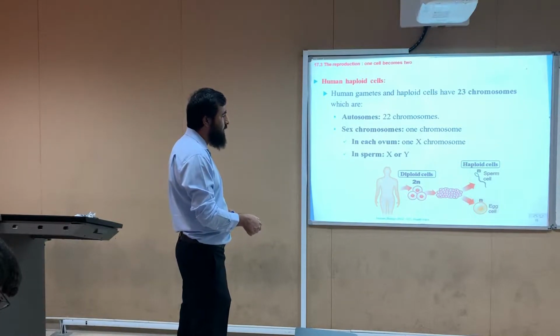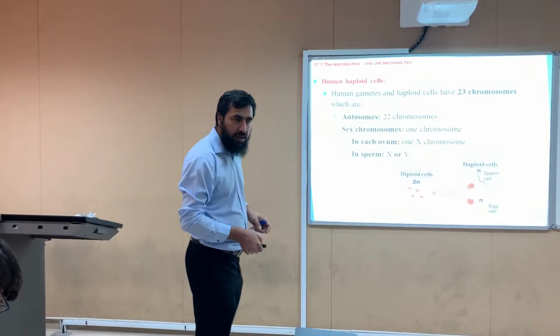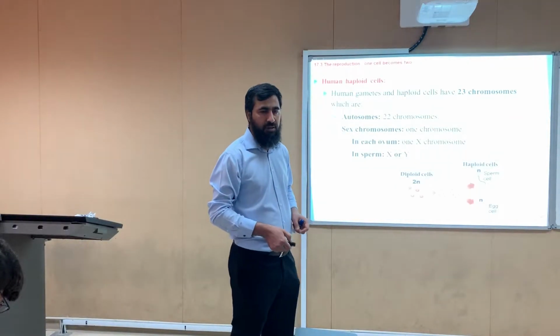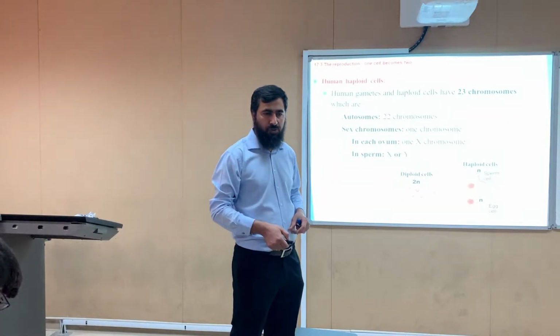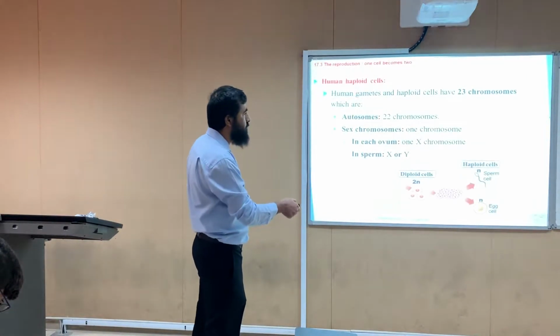So you see here, you had diploid number of cells, diploid number of chromosomes, 2n. And then during sperm or egg formation, the number of chromosomes is halved. So homologous chromosomes separate. You end up with 23 chromosomes.